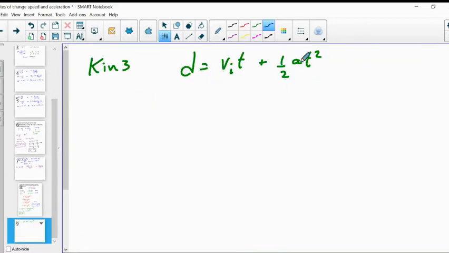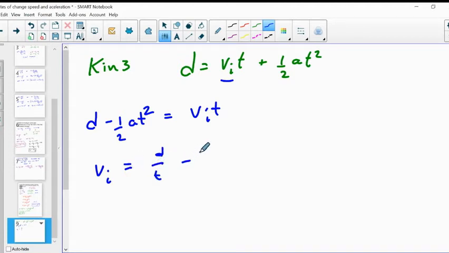Using algebra skills to rearrange this equation, some of them are a little easier than others. Let's say we wanted to find VI. I'm going to start by taking the 1/2 AT squared to the other side of the equation. And then if I divide both sides of the equation by t, I will have the initial velocity is equal to d divided by t, and the negative 1/2 AT squared is also divided by t.